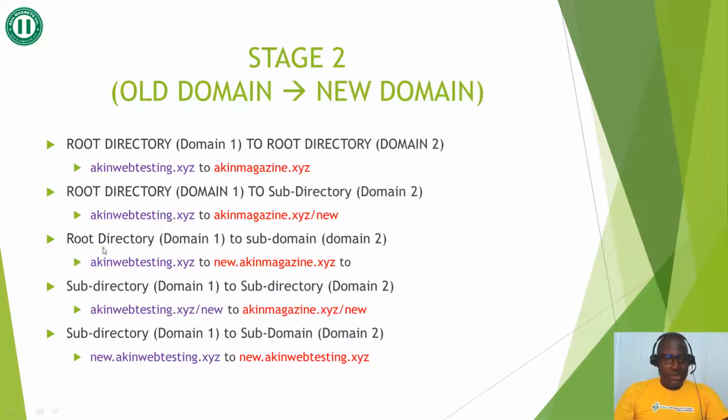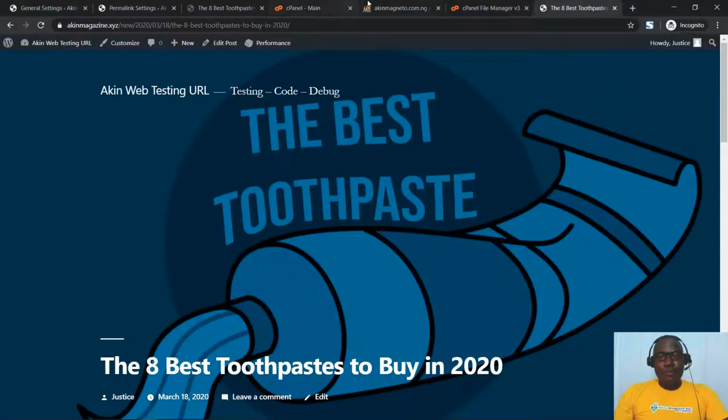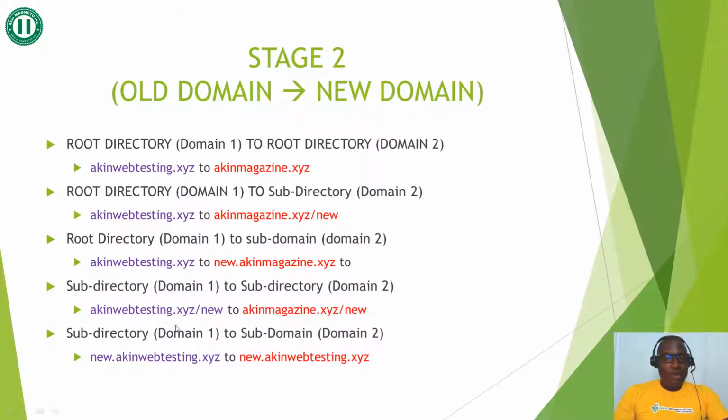So the next thing we're going to do, moving from root directory to a subdomain, is quite easy if you use the same process I told you. Or moving from a subdirectory to a subdirectory, that means moving from a subdirectory on domain 1 to a subdirectory on the second domain. It's very simple. Okay, let's dive straight into this. I'm going to use just one approach for these three other remaining ones here. We have the root directory on domain 1 to a subdomain on domain 2, and subdirectory on domain 1 to subdirectory on domain 2. It's quite possible as well.